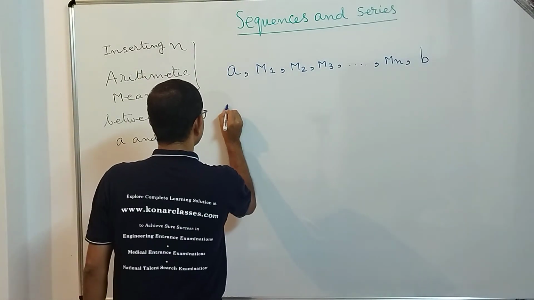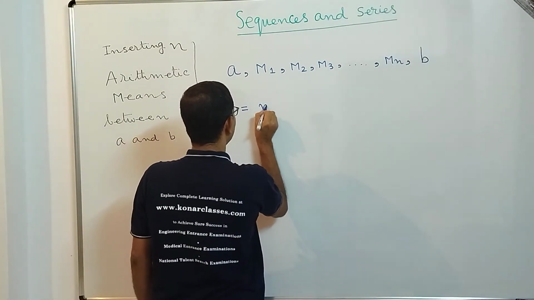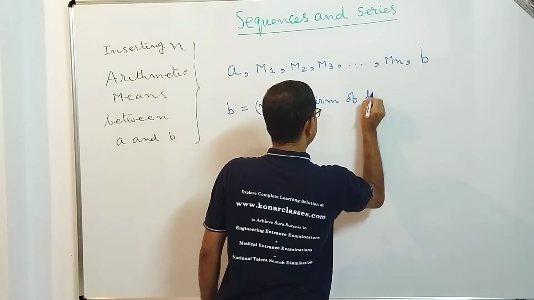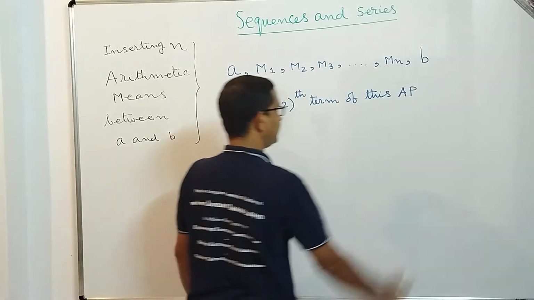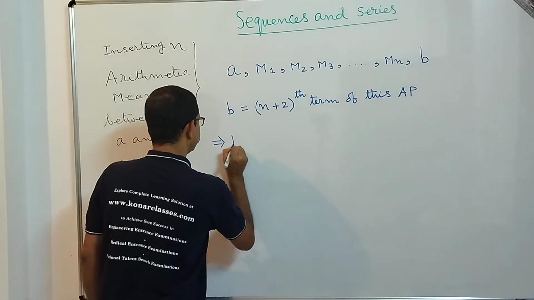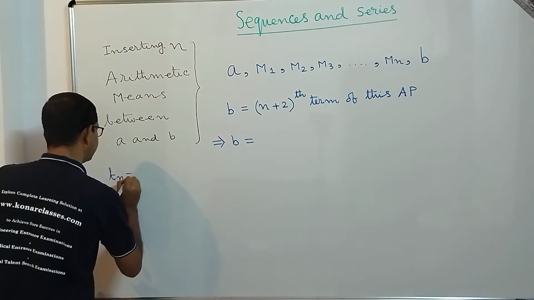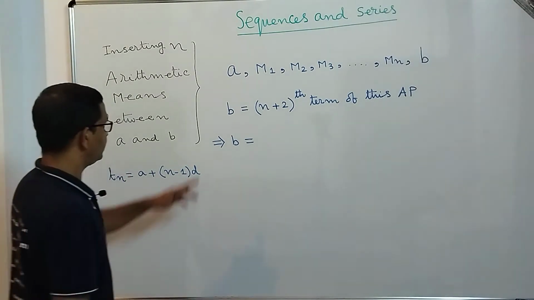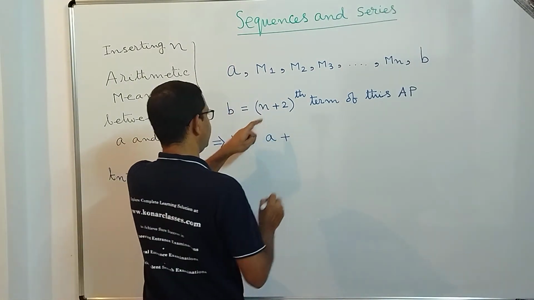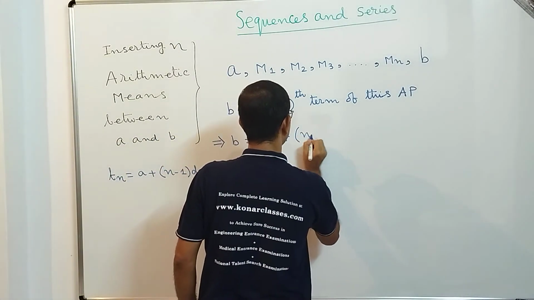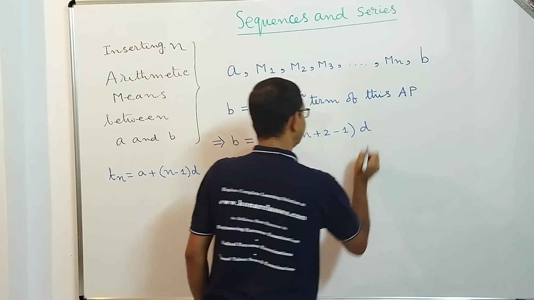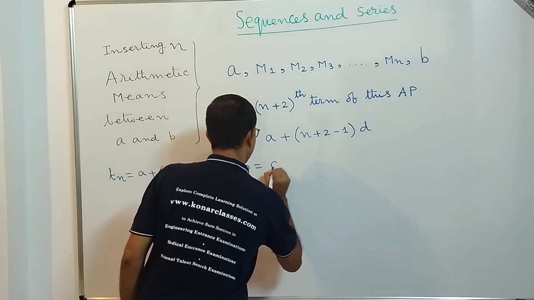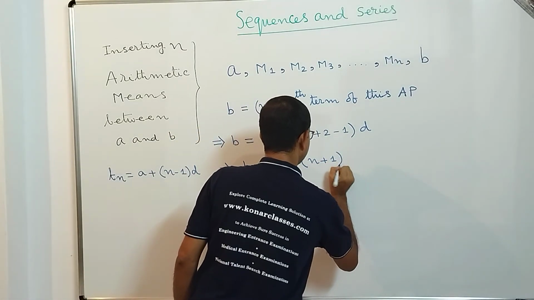That means B, the last number, is nothing but the (n plus 2)th term of this arithmetic progression, denoted by AP as well. So from here what we get? B is equal to, if you recall, what is the nth term? Tn is equal to A plus (n minus 1) into D, where D is the common difference and A is the first term. In this case it will be (n plus 2 minus 1) into D, where D is the common difference of this arithmetic progression. So from here we get B is equal to A plus (n plus 1) into D.